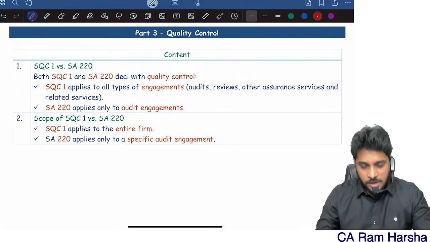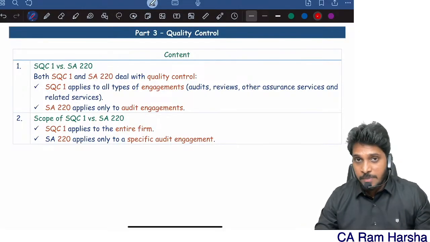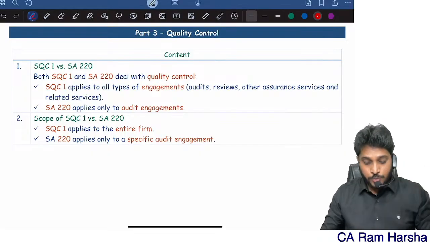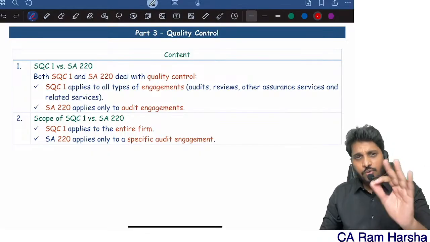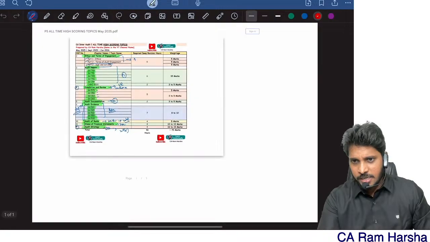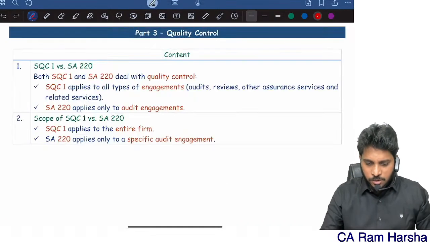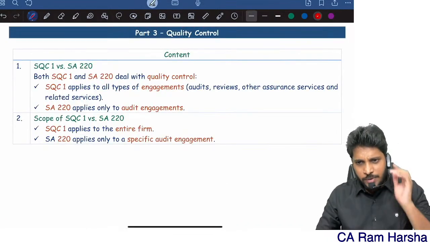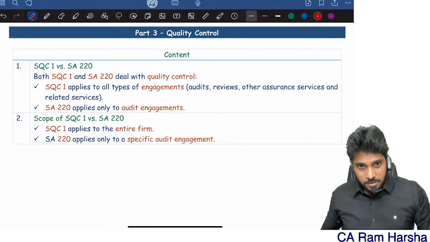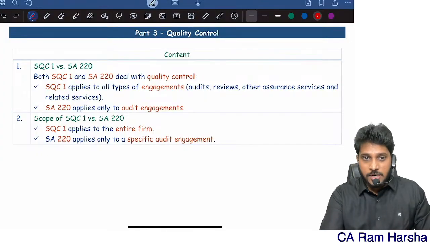So let's discuss now about SQC and 220. There are two standards: standard on quality control and 220. So let us discuss both. This is actually part of the quality control topic.